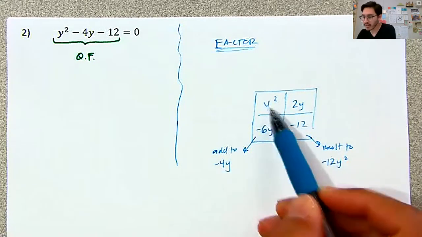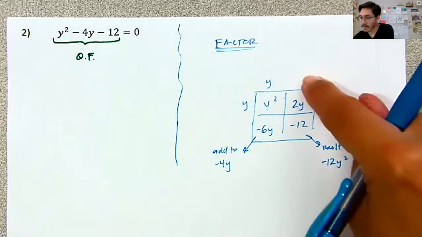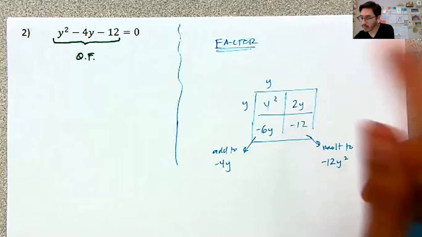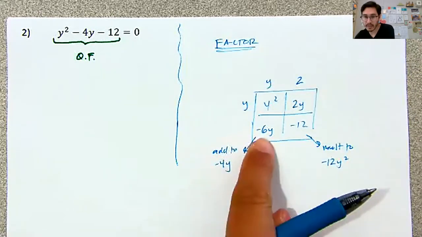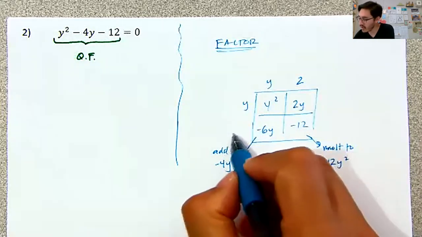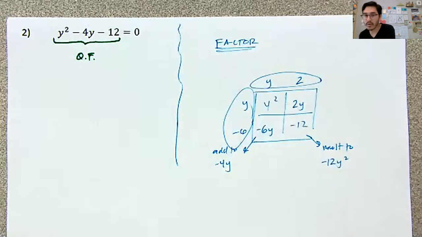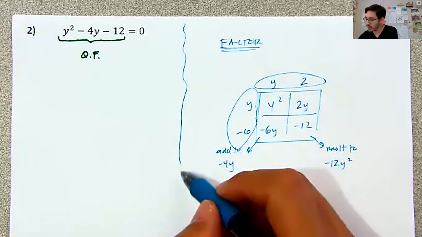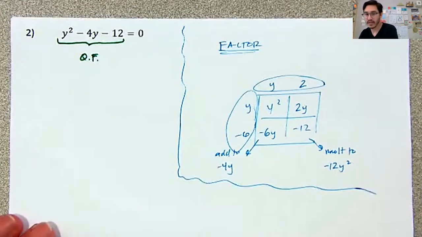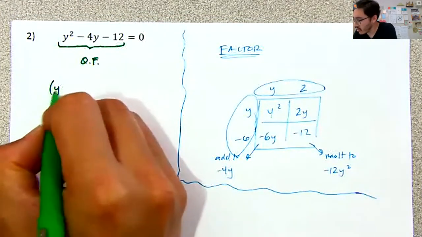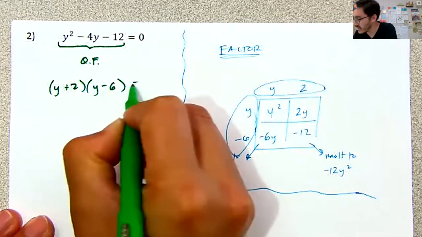What are the factors of y squared? It's just y and y. What factor do we need here to make the product 2y? Well, we would need a 2 there. What factor would we need here to make the product negative 6y? We would need a negative 6. So y plus 2 and y minus 6 are going to be our factors. All right, so y plus 2 and y minus 6.